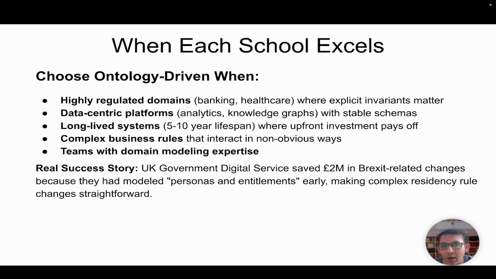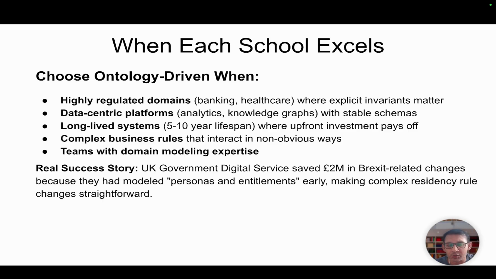Choose it when you're dealing with complex business rules that interact in non obvious ways, the kind of domain where changing one rule has ripple effects throughout the system. And choose it when you have teams with domain modeling expertise who can do this kind of analysis effectively.